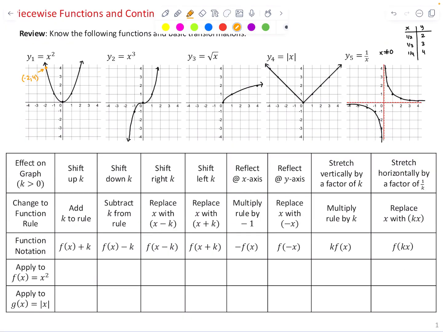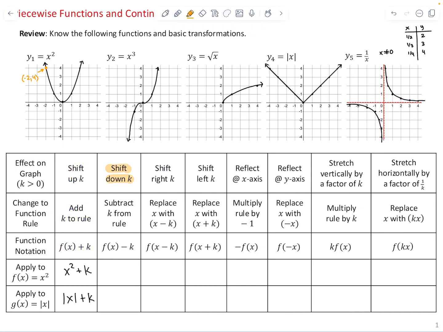Also, you should be comfortable with what are called transformations. If you want to shift a graph up k, then you simply add k to the rule. In function notation, you put the plus k after the f of x. Applying this to x squared, if I wanted to go up k units, I would graph x squared plus k. Applied to absolute value graph, I would add the k outside of the absolute value.